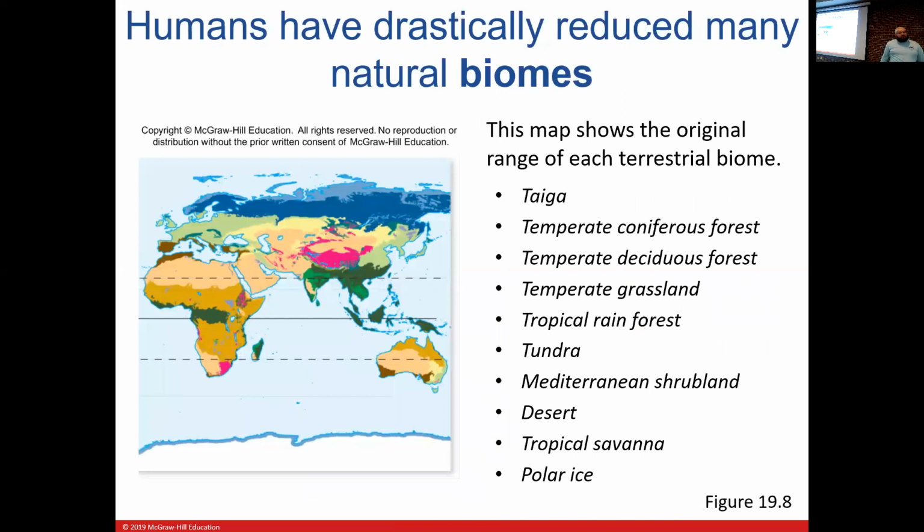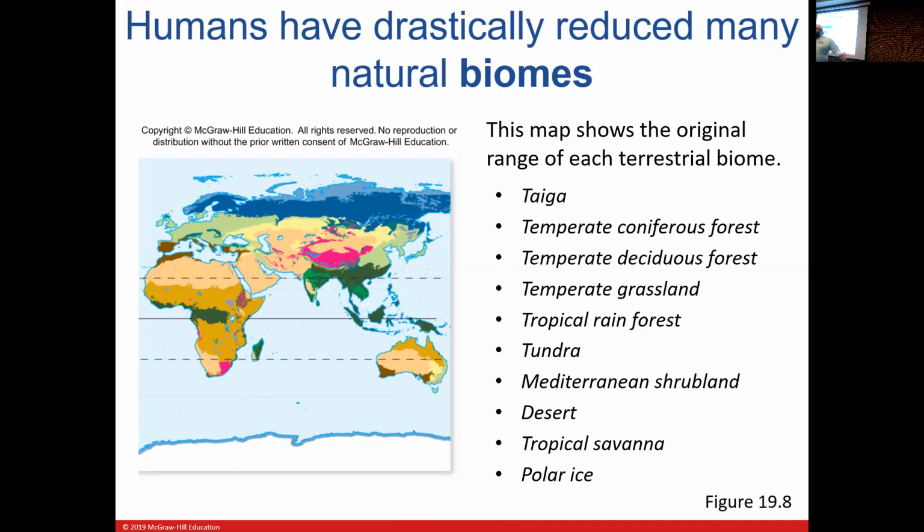Now, humans have dramatically reduced many of these natural biomes. For instance, the longleaf pine ecosystem that we associate with the Southeast is very fire tolerant. Between logging and the lack of fire, we've gone from 100% of it in the 1600s to 3%.